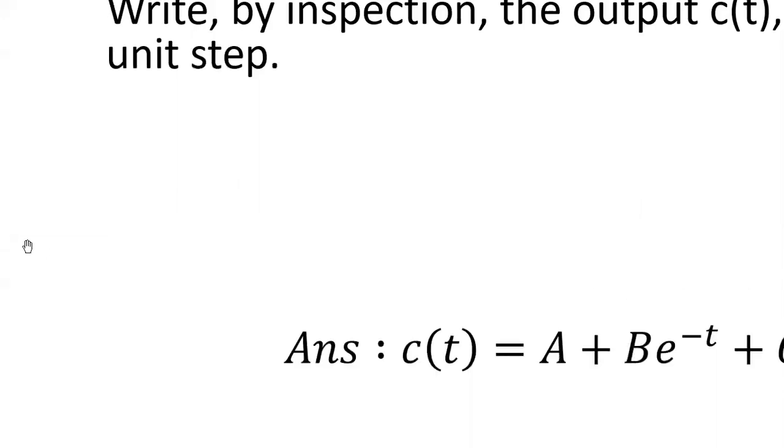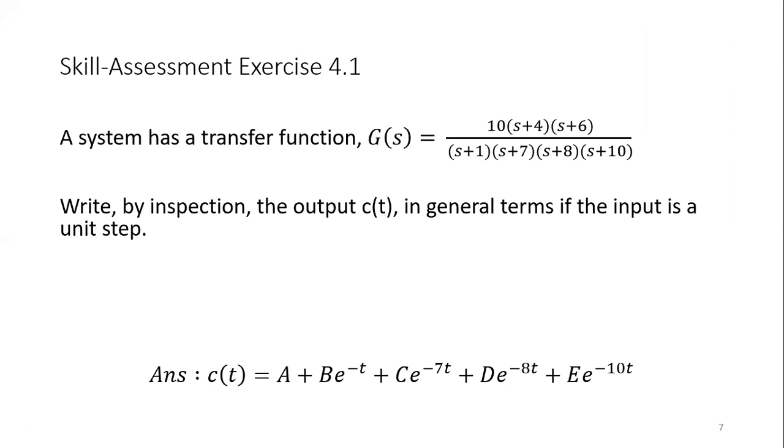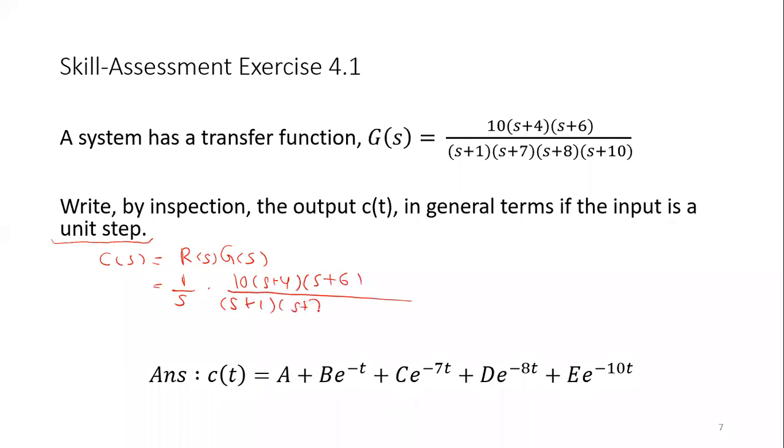You have a block diagram, so C(s) equals R(s)G(s). And you know that your R(s) is a unit step, so it will be 1 over s times 10(s+4)(s+6) over (s+1)(s+7)(s+8)(s+10). At the end, if you transform it, you should expect the response to be in the form of a forced response combined with the natural response, which is the effect from the four exponentials.